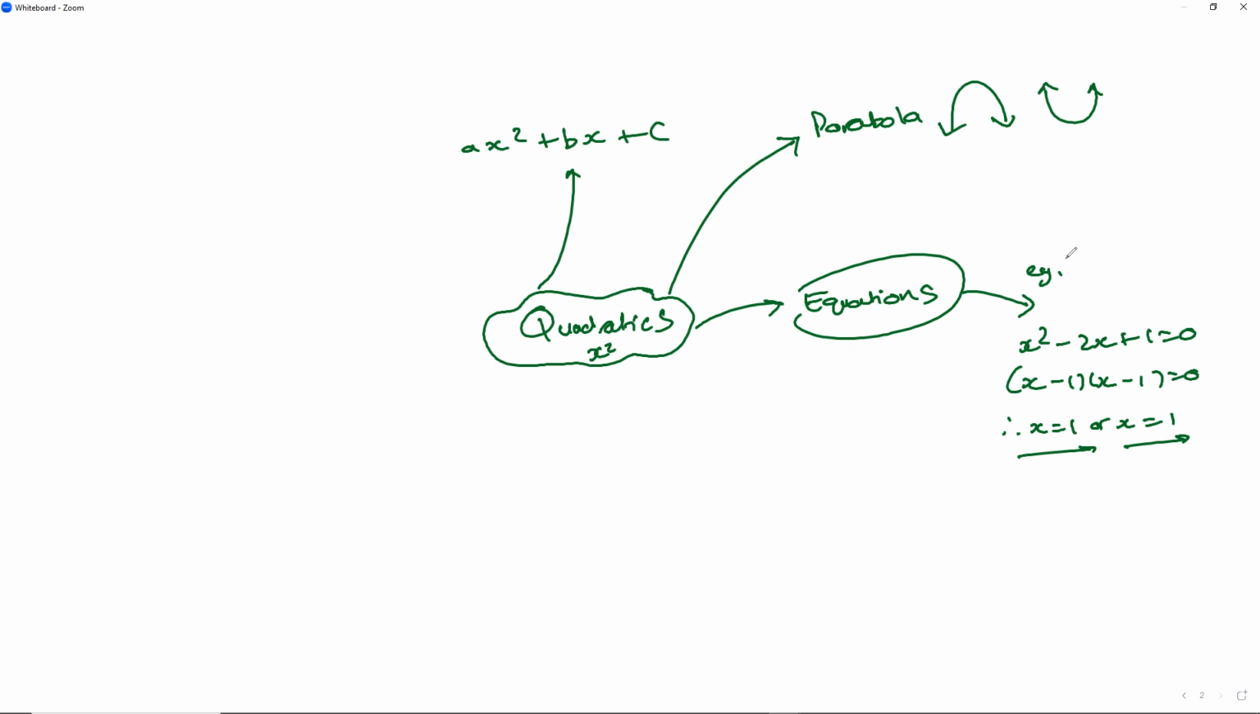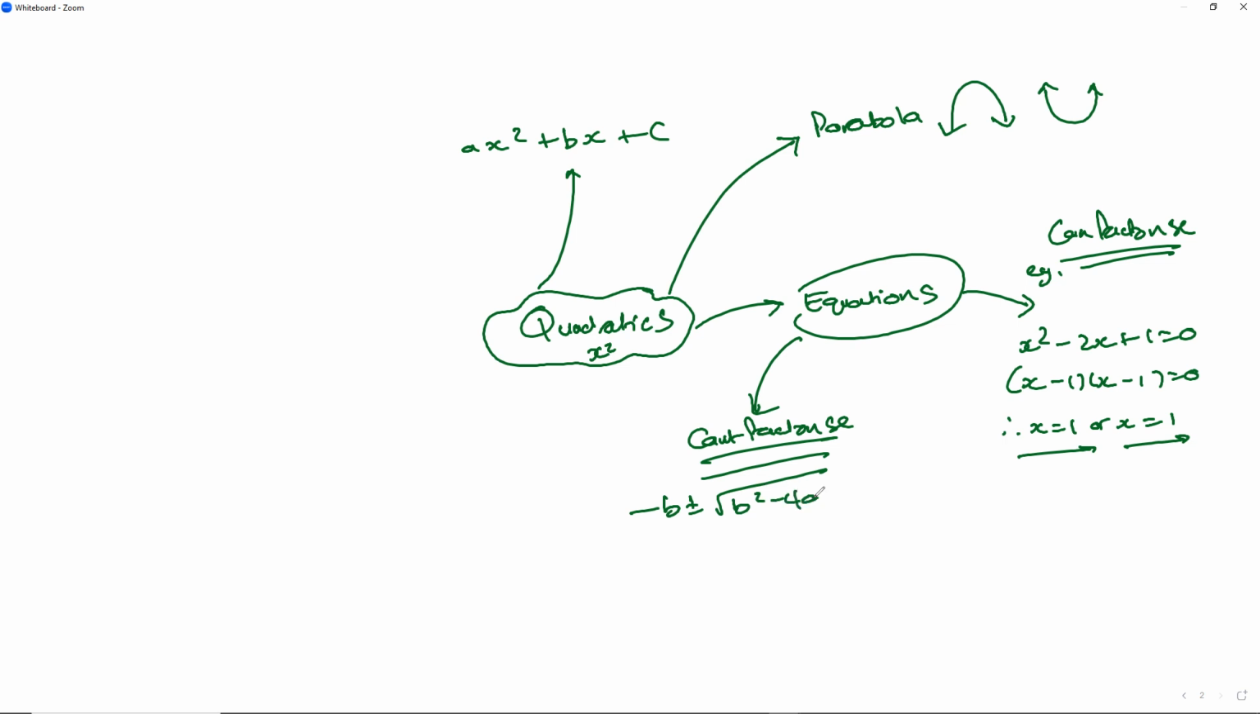When you cannot factorize, then you use the quadratic formula. The quadratic formula is x equals minus b plus or minus the square root of b squared minus 4ac, all over 2a. And that only gets you your x values, right? So that's the quadratic formula, used in cases where you can't factorize.